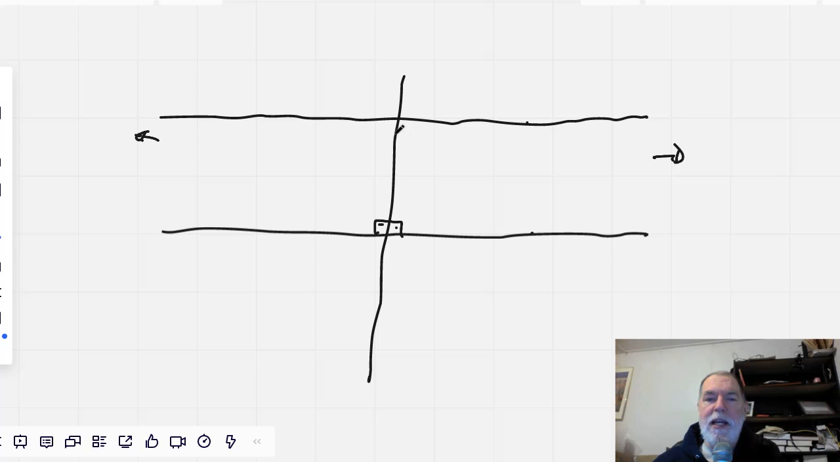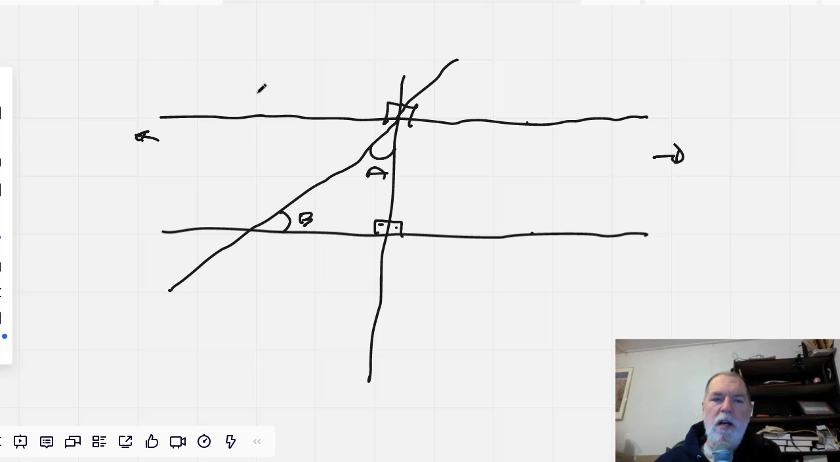Now, that being the case, this angle here and this angle here, they're also right angles. In fact, every angle here is a right angle. So I'm going to mess that up a little bit and draw a line through here. All right, so now we've got an angle here, and let's just call that A, and we'll call this angle B. And then I'm going to draw a line parallel to the vertical line, and I will draw it through here.